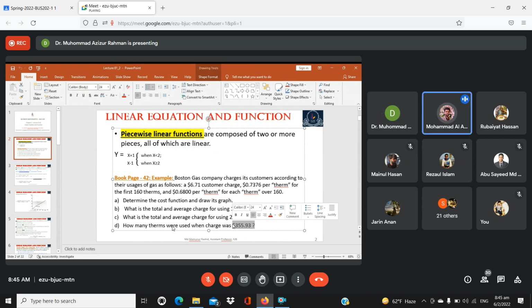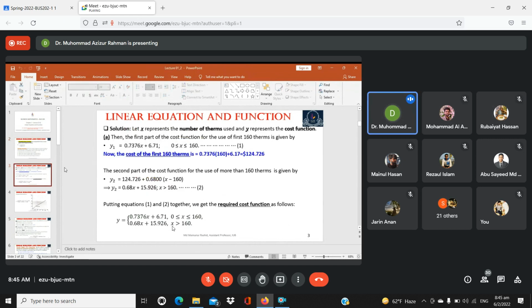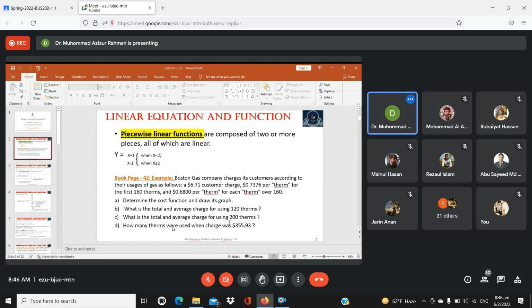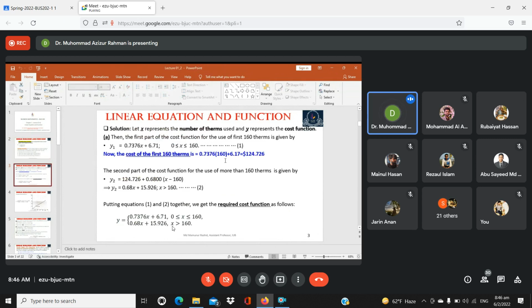Sir, because we have found the cost of 160 therms. It is less than 355. Yes, correct. So in this case, we know if we use 160 therms, we pay $124. And here you are using 355, right? It's more than $124. That means we definitely used more than 160 therms. So if we use more than 160 therms, the cost function is the second one.